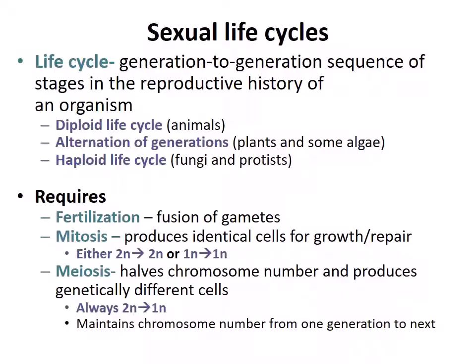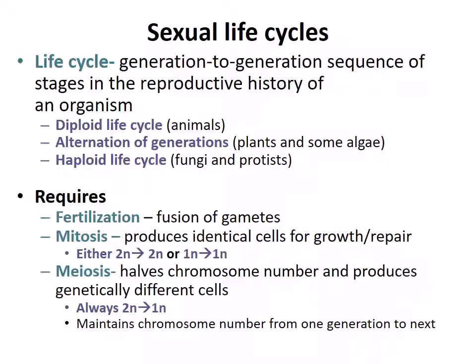There are different sexual life cycles. A life cycle is just the generation to generation sequence of stages in the reproductive history of an organism. There are 3 big life cycles we'll talk about: the diploid life cycle, which is what you're probably familiar with, then alternation of generations in plants and some algae, and then the haploid life cycle, which is in fungi and some protists.